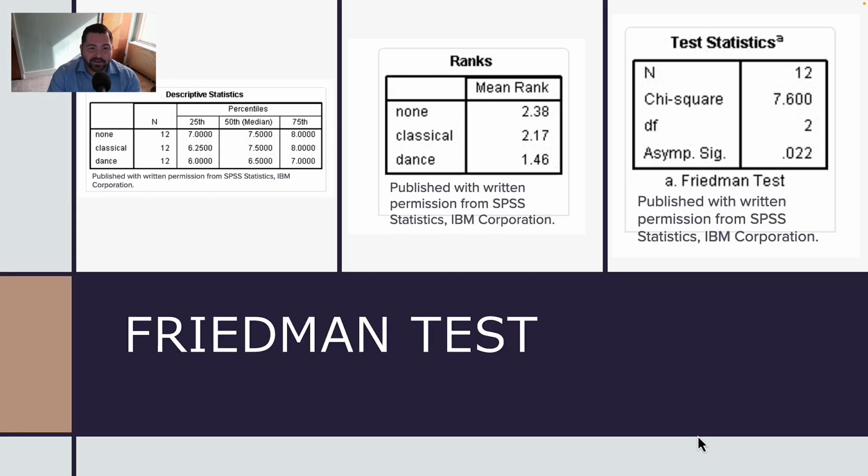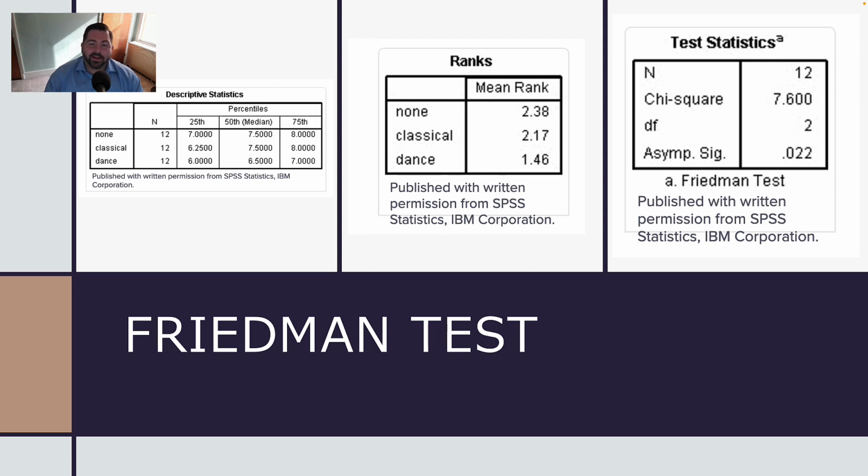And so when we look at the data collected for our statistics, you can see that in a different example, I just pulled these SPSS outputs from my computer. In this case, there are 3 or more conditions: a control with nothing, a classical music, we'll call it, and a dance music. We had 12 people, so the same 12 people each got no stimulus, classical music, and dance music, and then you have the percentile data that's collected here. But when you look at the ranked data, you can see the mean ranks of 2.38, 2.17, and 1.46, and the asymptotic significance value of 0.022.